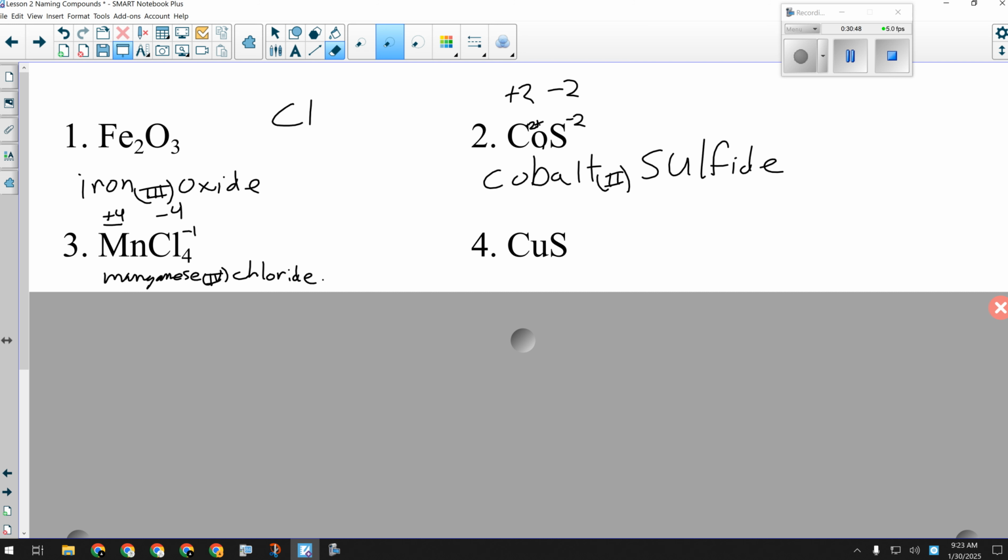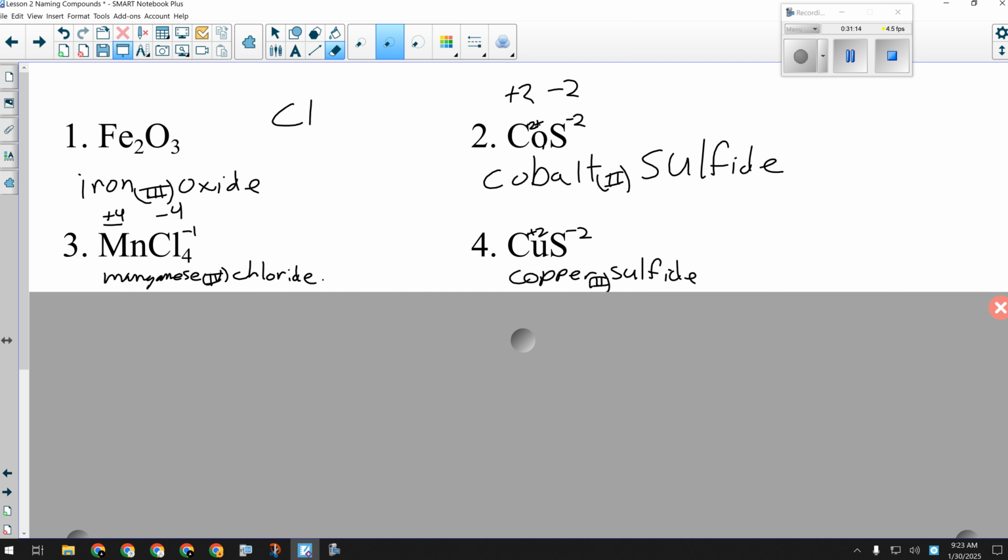Okay. And for number 4, Cu is copper, and copper can be a 1+ or a 2+. It's with sulfur. Sulfur is always a -2. Okay, so what does the copper in this one have to be? +2. They're 1 to 1. That one's, you don't really have to do much on those. Okay, copper's got to be a +2.